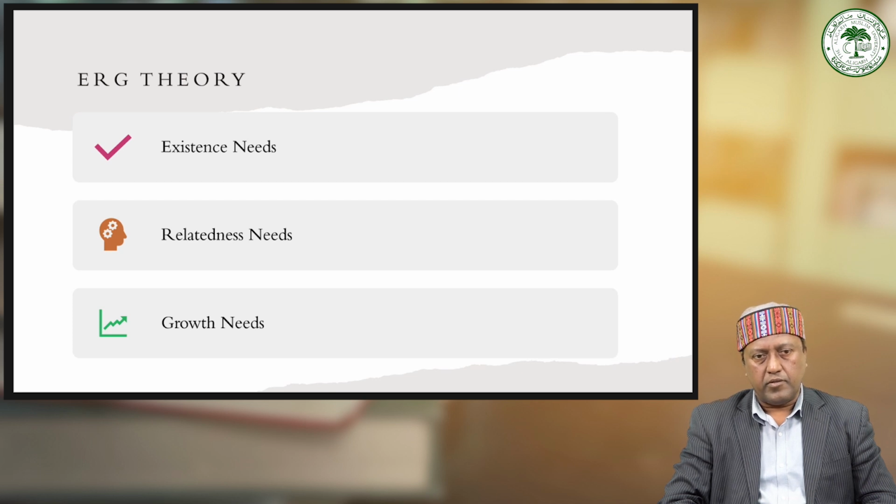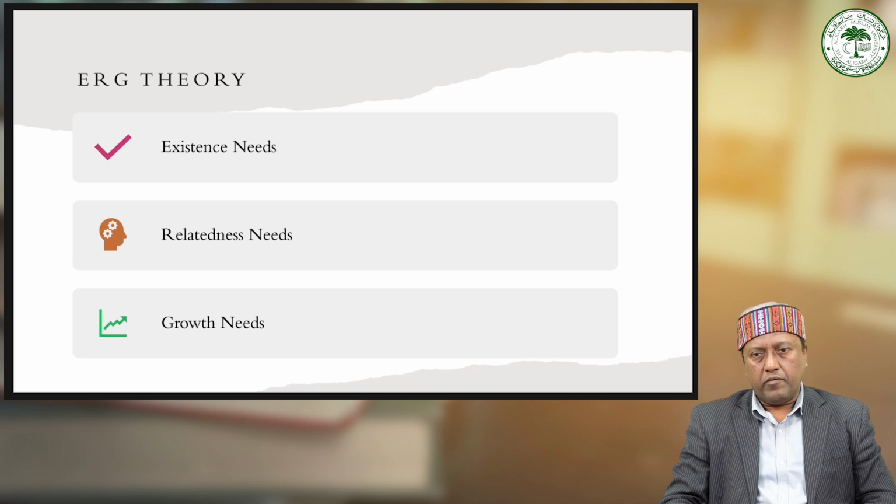And the last in this hierarchy is growth needs. Growth needs involve personal development, self improvement, and the realization of one's potential. This category aligns with higher level needs such as self esteem and self actualization in Maslow's hierarchy. In the workplace, growth needs can be addressed through opportunities for learning and development, challenging tasks, career advancements, and recognition for achievements. The ERG model introduces the concept of frustration regression, suggesting that if an individual experiences frustration in satisfying a higher level need, they may revert to pursuing lower level needs.